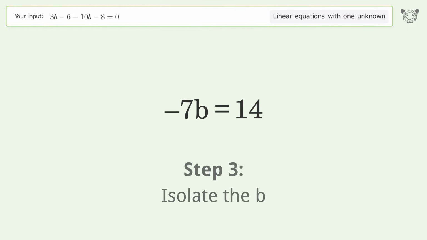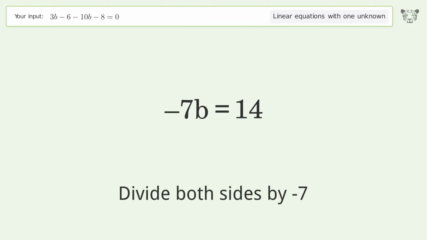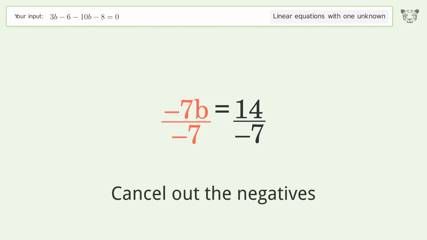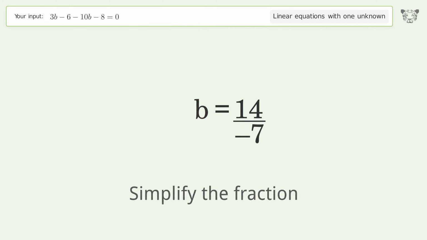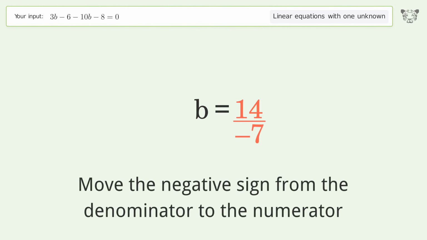Isolate the b. Divide both sides by -7. Cancel out the negatives. Simplify the fraction. Move the negative sign from the denominator to the numerator.